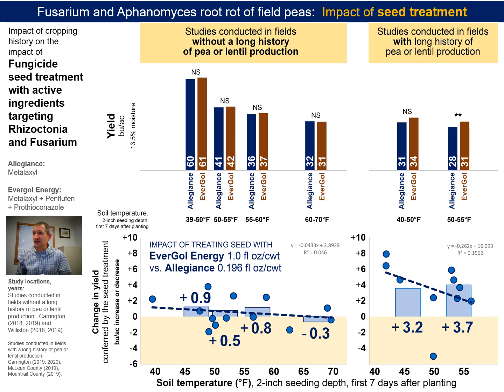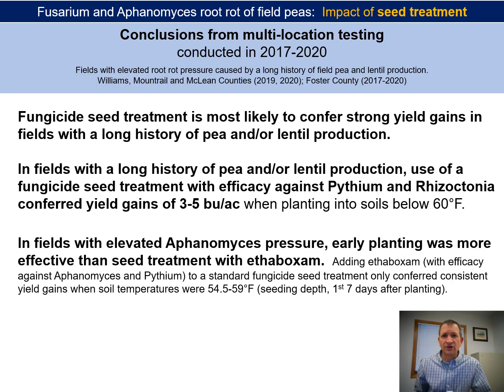How much of a response, I don't know exactly, but more than we're seeing here. But what this does show is that these fields with elevated Aphanomyces and Fusarium pressure do appear to respond much more to fungicide seed treatment with activity against Rhizoctonia and Fusarium than the fields that don't have a long history. That's what this shows.